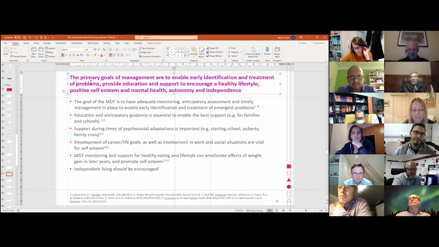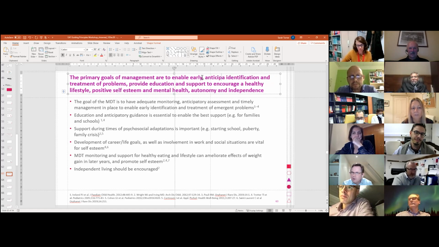Because we can add "to enable early, anticipatory identification and treatment." Would that work? So do we need the word? I know early is important, but if we just read, "The primary goals of management are to enable anticipation, identification, and treatment of problems."